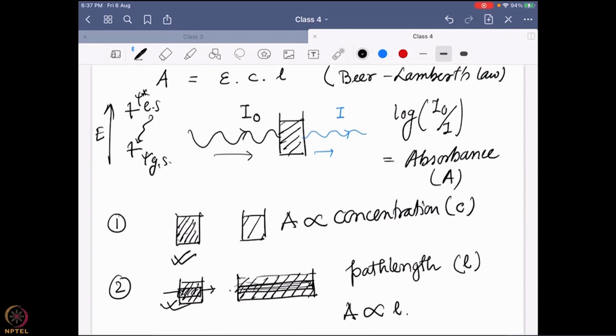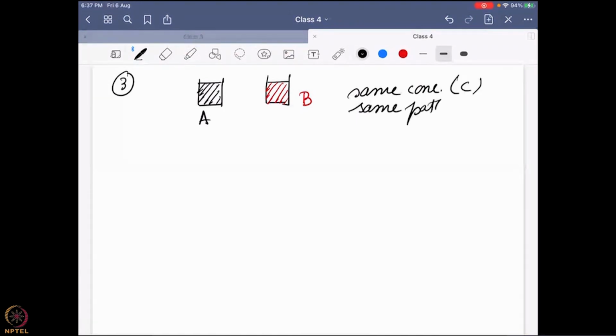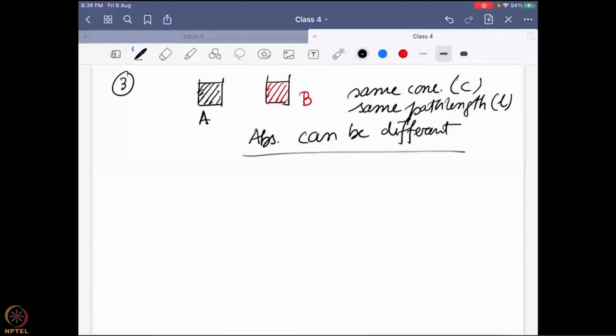Now comes the third term, the epsilon value. So what is this epsilon value? Now say I actually take two cuvettes, same size, path length same. Same concentration, but what is different is my sample. This is sample B, this is sample A. Same concentration, same path length. Are these two systems going to show the same absorbance? Not really. The absorbance can be different, and most of the time, they are different. Why? Because there's one other factor that is also very important. What is the identity of this particular molecule?